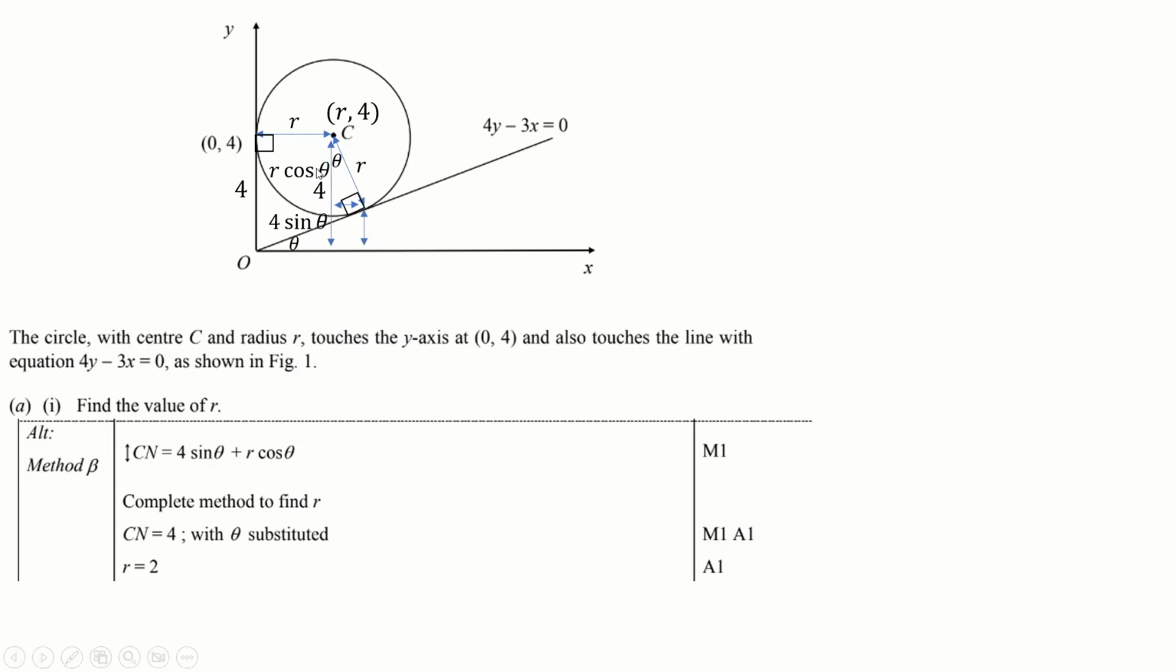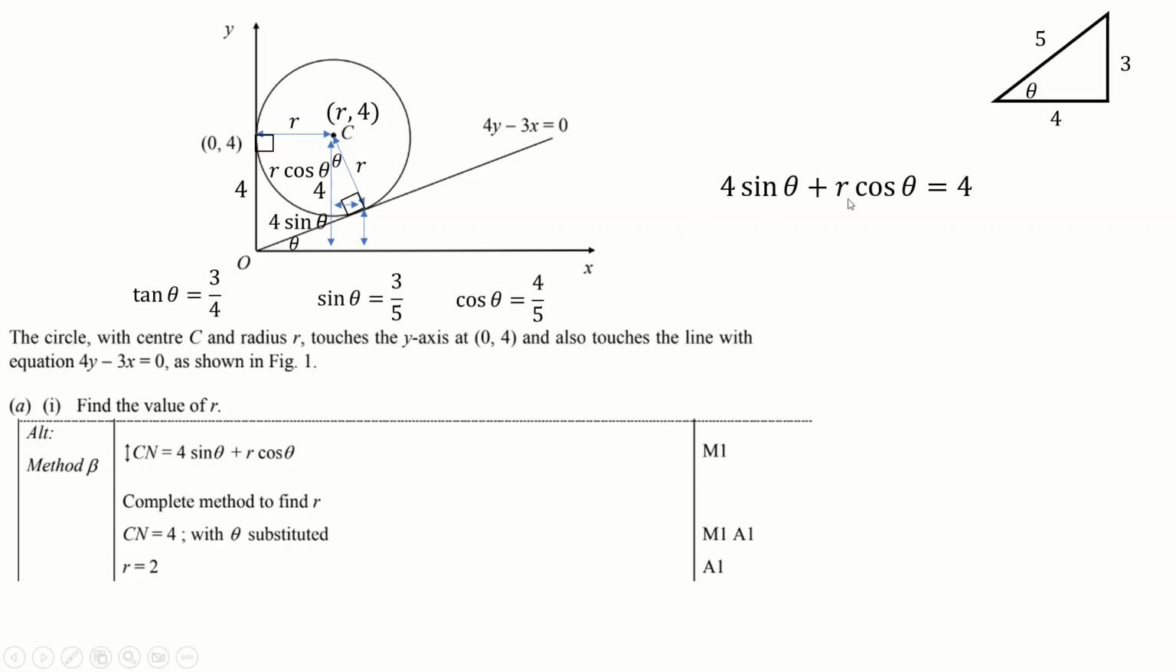Anyway, so we now have that r cos theta plus 4 sine theta is equal to this whole length of 4. And we already saw before that tan theta is 3/4. You can draw a little right angled triangle. 3 squared plus 4 squared is 5 squared. And you can say sine theta is 3/5 and cos theta is 4/5. You can substitute those values in and solve this, and you get r is 2.